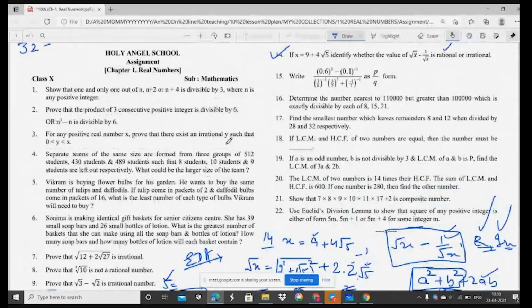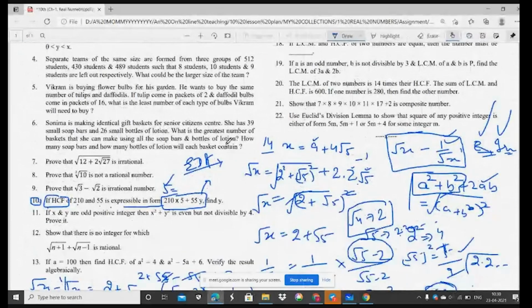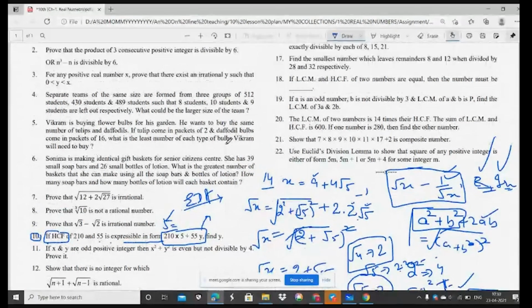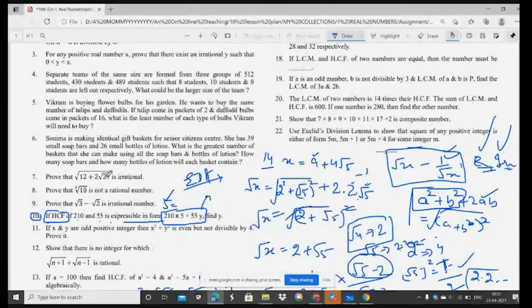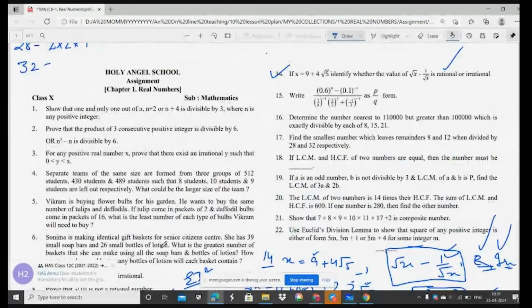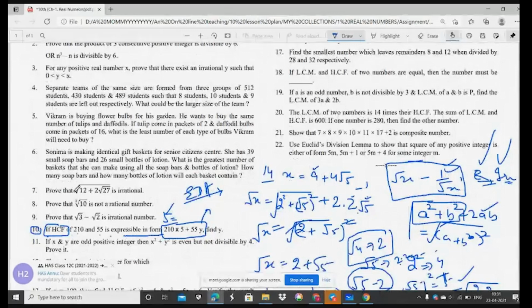Ma'am, question 11. Question number 11. Ma'am, question number 7. Question number 7 also. Okay. This you should try yourself once with the help of that only. 9 plus 4 root 5. That is like that only. We'll be discussing later on this. Once try yourself.